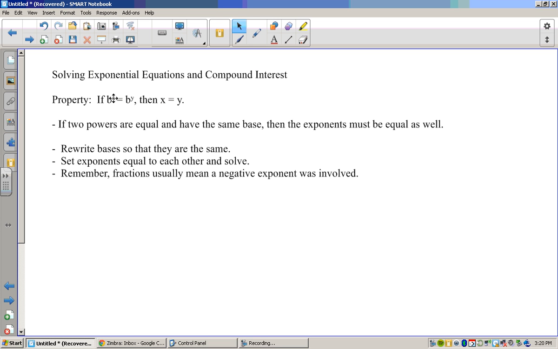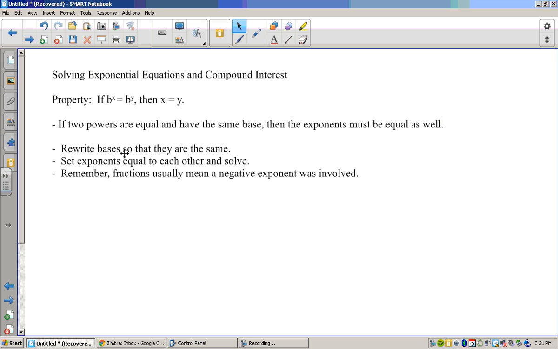if those bases are the same, then you can say that the exponents are equal. So basically what we did is drop the bases and set the exponents equal to each other. And that's what this statement says. If two powers are equal, powers being b to the x and b to the y, and you have the same base, they're both base b, then the exponents must be equal as well. And vice versa, it works the other way too. If you know your exponents are equal and your bases are the same, then those two parts must be the same as well.